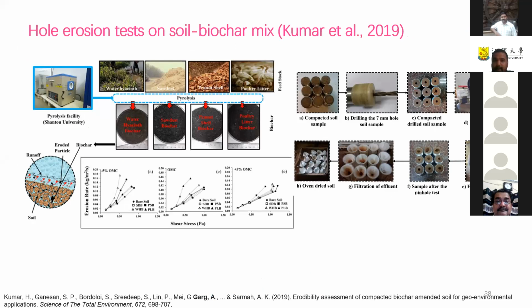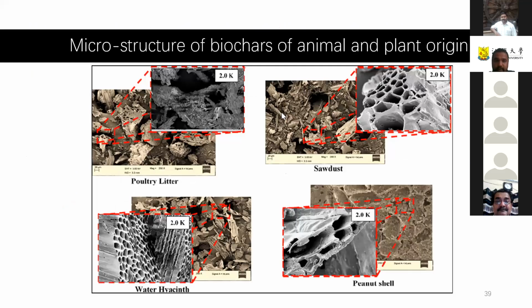In addition to flume testing, we also did a hole erosion test. This is a very basic test which can be done in the laboratory, which simulates not so much surface erosion but more of a subsurface erosion. In this hole erosion test, we also tested different types of biochars from animal and plant origin. So this is poultry litter of chicken. This is sawdust. This is peanut shell. So you can see a difference here.